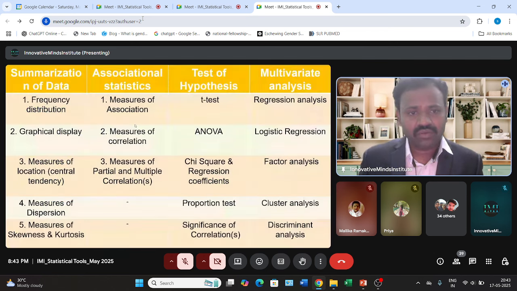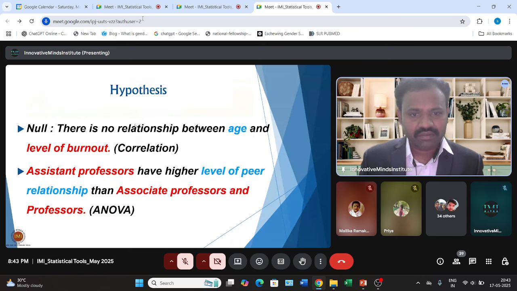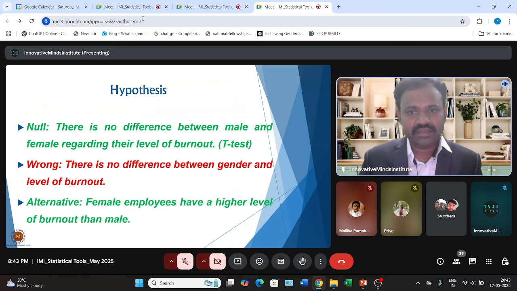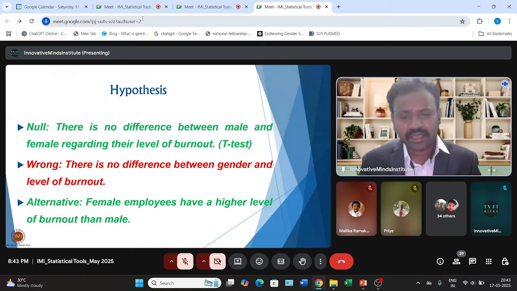And for the t-test, how can the hypothesis be written? For an example, this is the example for the t-test. Have a look at it. There is no difference between male and female regarding the level of burnout. There are two variables, male and female, which means gender is one variable. Don't get confused that male is one variable, female is another, no, they are attributes. It comes under only one variable called gender or sex. Okay, so there are two variables. One is gender, another one is level of burnout.